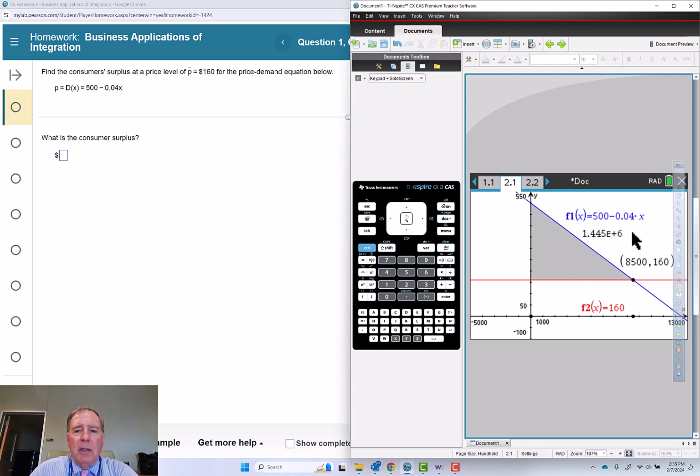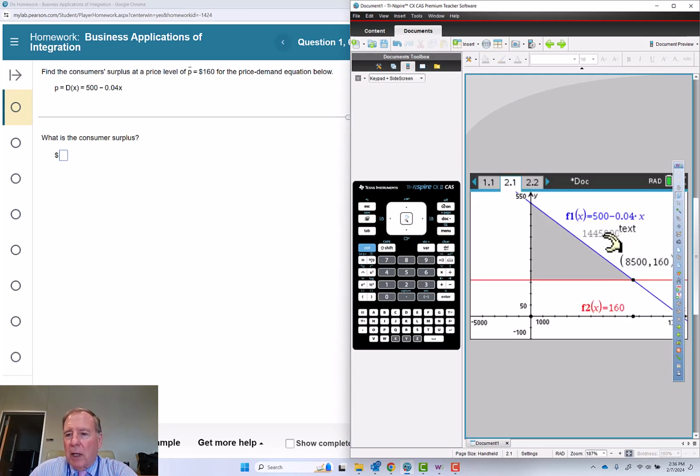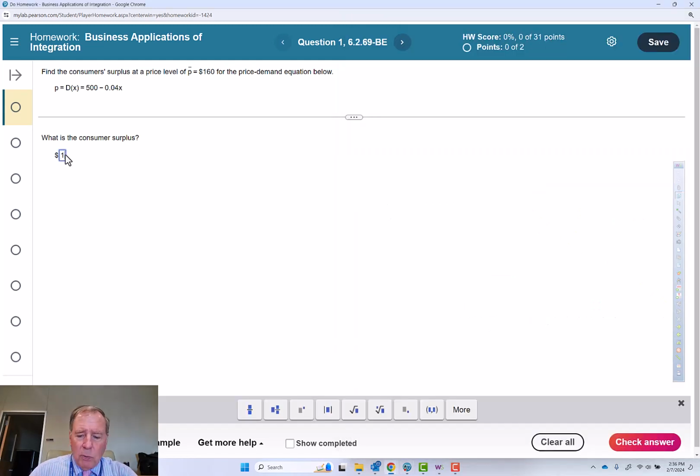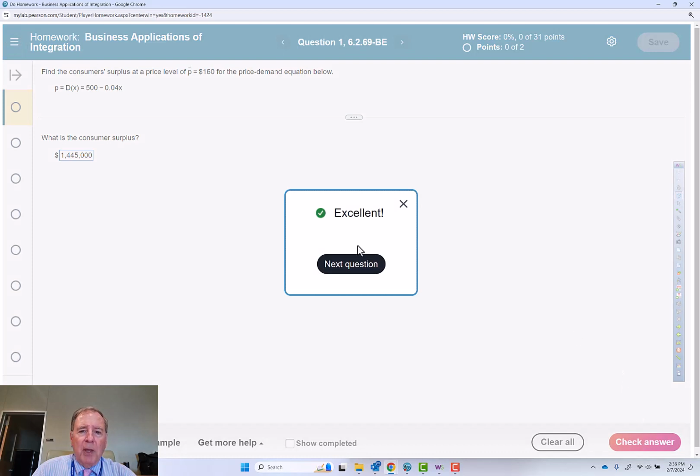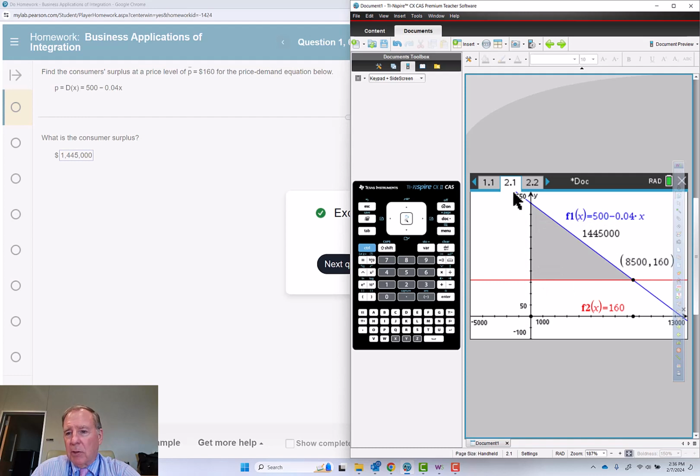Not totally convenient for that display there. Menu settings, I'm going to go like float 10. So that's 1,445,000. So 1, comma 445, comma, 3 zeros. Check answer. Excellent.